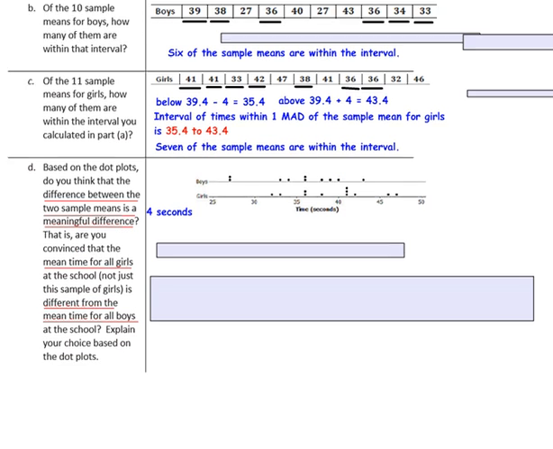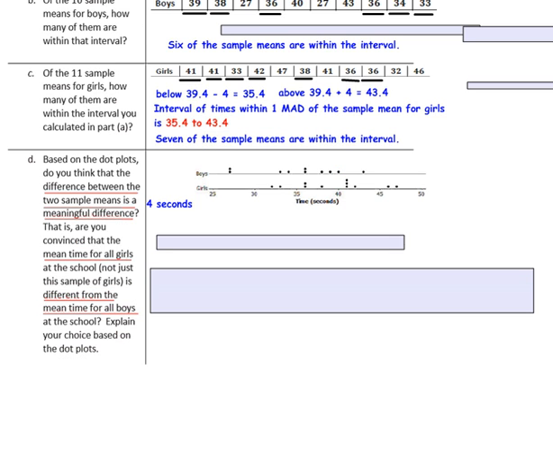Question B. Based on the dot plots, do you think the difference between the 2 sample means is a meaningful difference? That is, are you convinced that the mean time for all girls at the school, not just this sample of girls, is different from the mean time for all boys at the school? Explain your choice based on the dot plots.